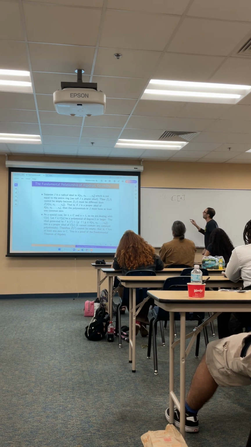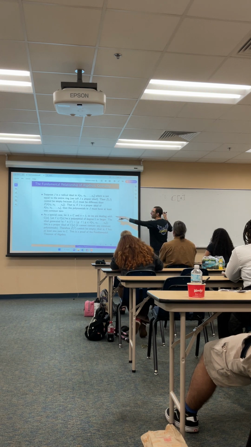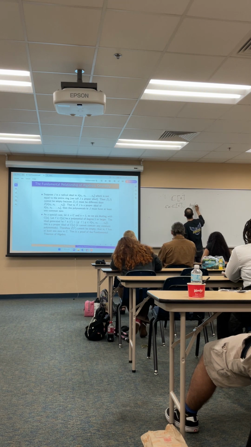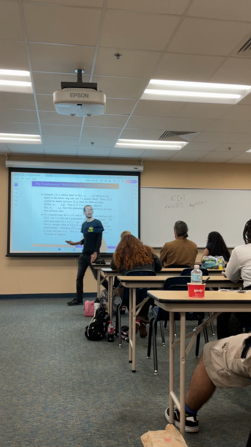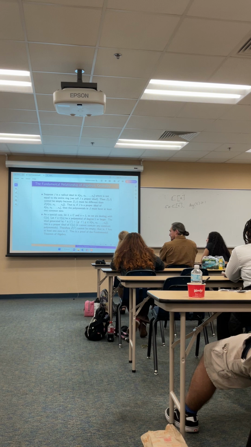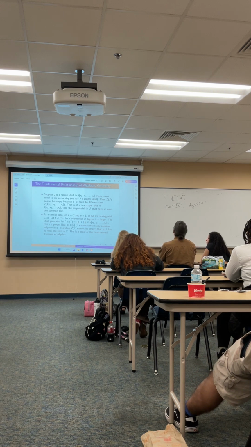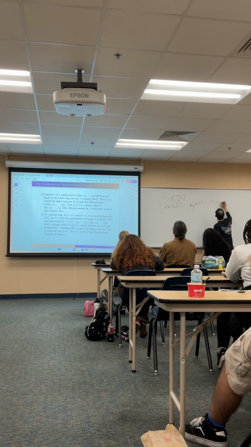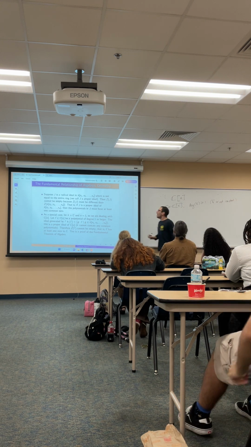Suppose that f is a polynomial in that set, and suppose that the degree of f is 1 or bigger. So f is not a constant polynomial, right? So degree 1, degree 2, degree 3, it's just not constant. So let me write that there. f is not constant.